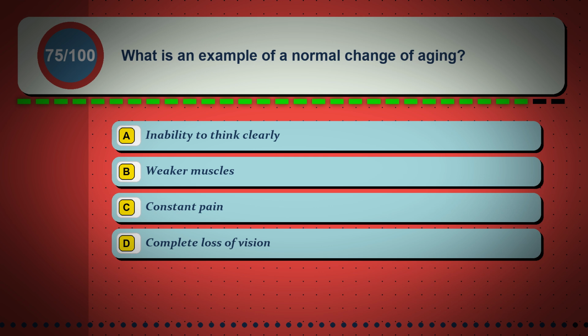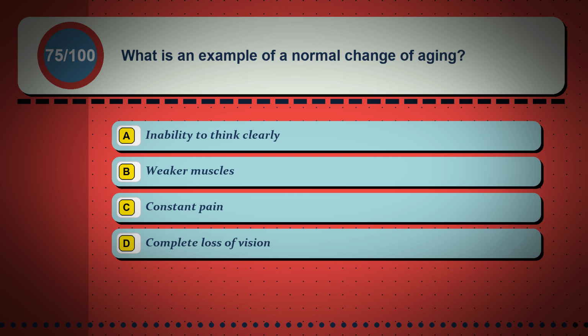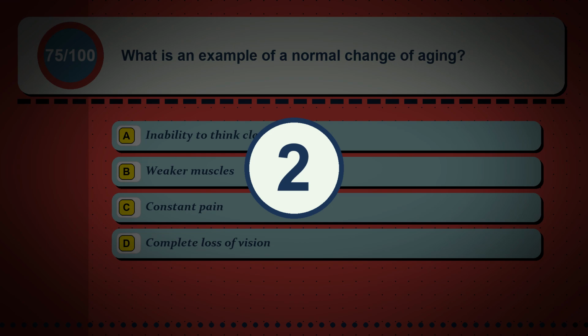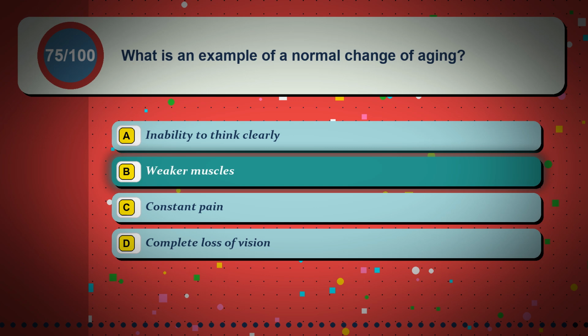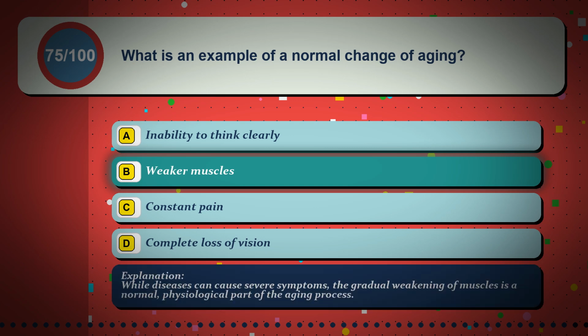Question 75. What is an example of a normal change of aging? Option A, inability to think clearly. Option B, weaker muscles. Option C, constant pain. Option D, a complete loss of vision. The correct answer is option B, weaker muscles. While diseases can cause severe symptoms, the gradual weakening of muscles is a normal, physiological part of the aging process.